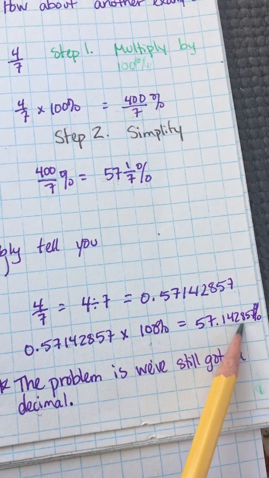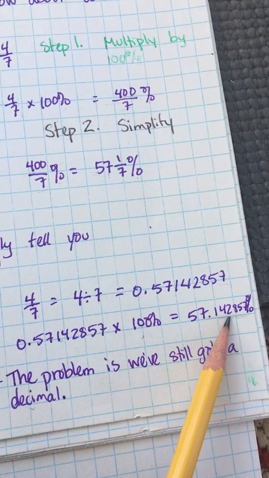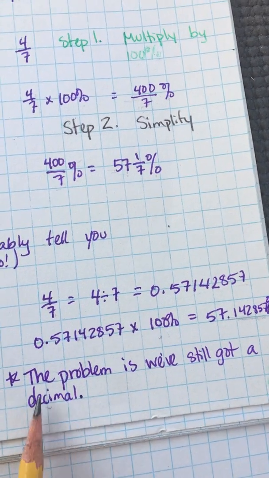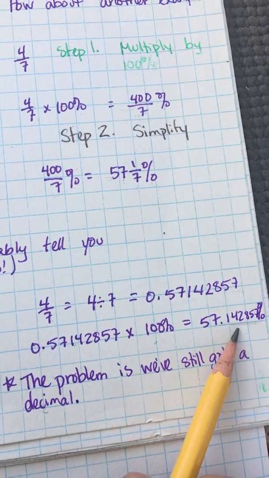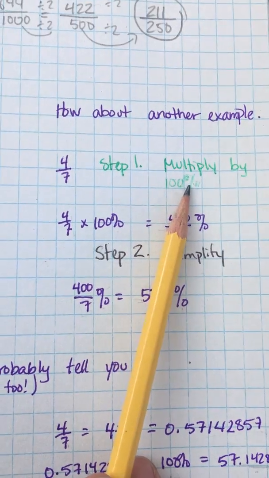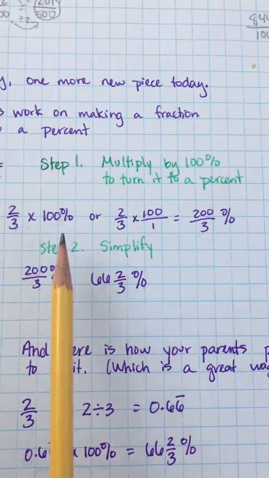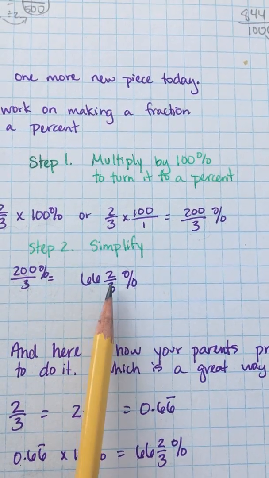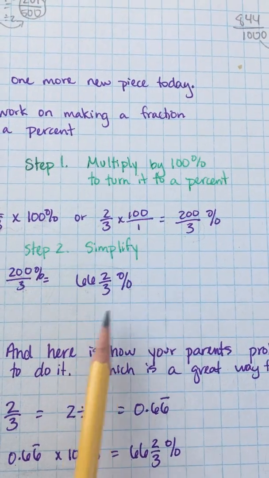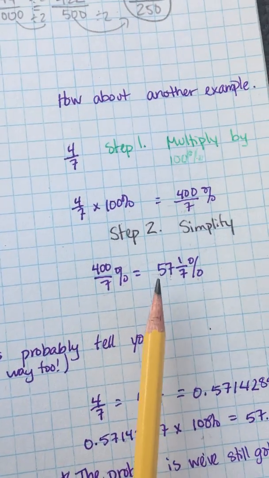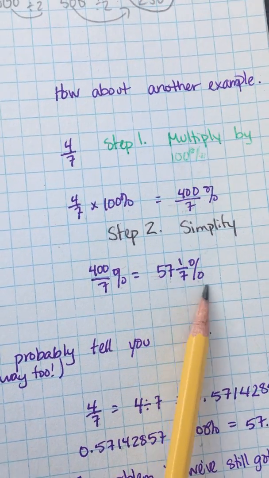I'm guessing your parents don't know that that is 1/7, right? So this is a totally fine way to do it, but just know that you're going to end up with a decimal over here, versus if you work through it this way, multiply by 100% and then simplify, same as this one, right? Multiply by 100% and then simplify. You will end up without that decimal happening. You'll have your 66 and 2/3%. You'll get your answer 57 and 1/7%.